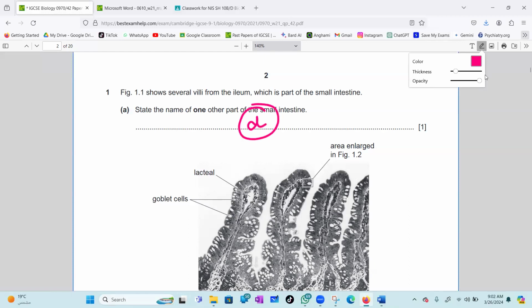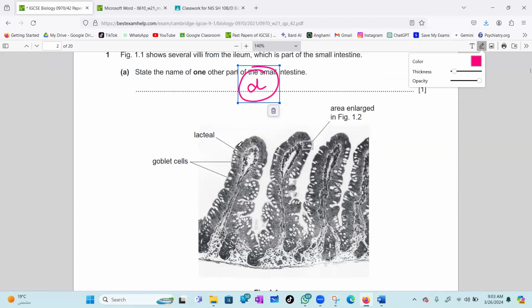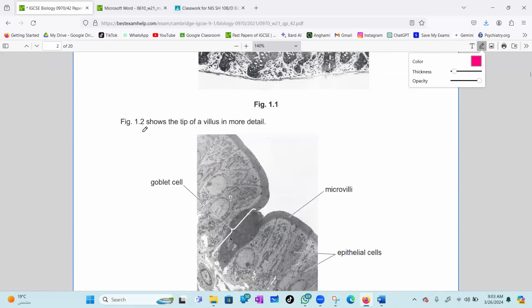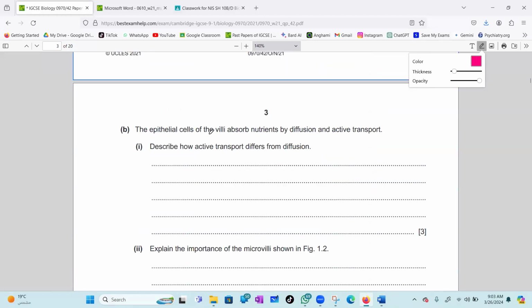Good. Okay, then you have a diagram. You have the lacteals and the goblet cells and the area enlarged here. You always look at the picture that is provided. Figure 1.2 shows the tip of the villi in more detail. You have a goblet cell here magnified, microvilli, epithelial cells. The epithelial cells of the villi absorb nutrients by diffusion and active transport. Describe how active transport differs from diffusion.